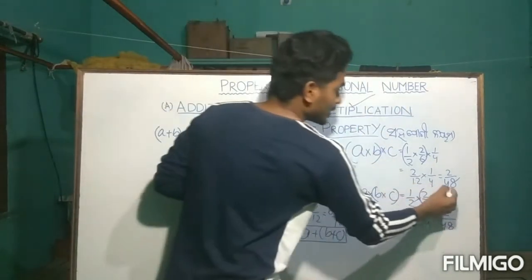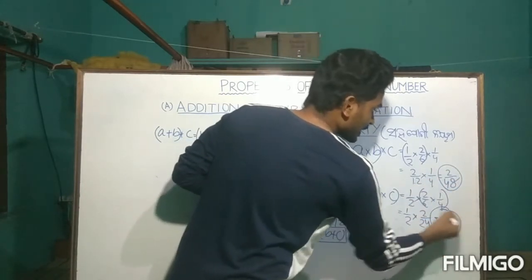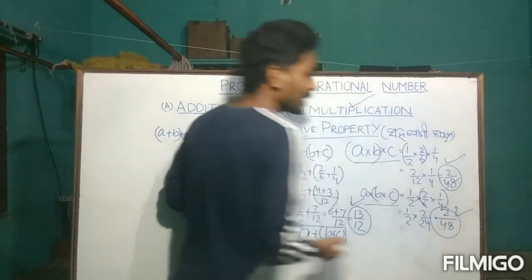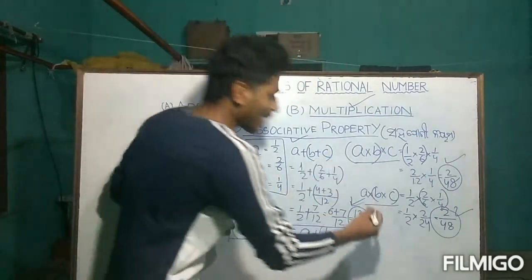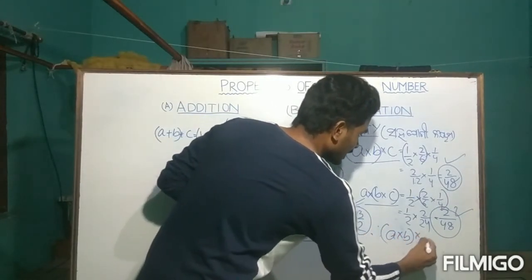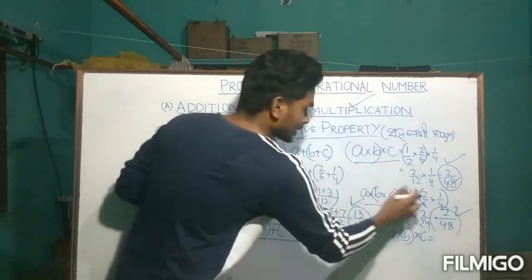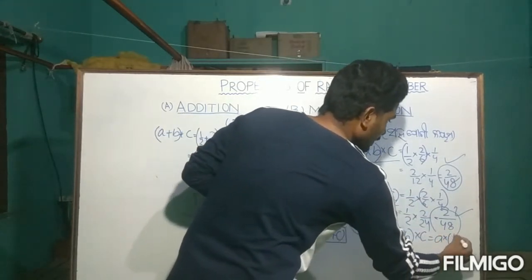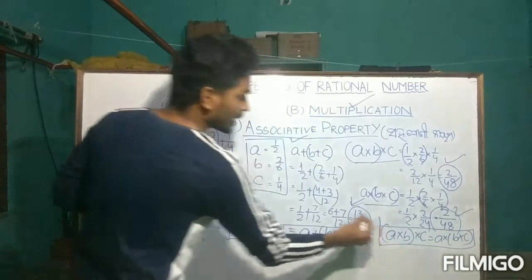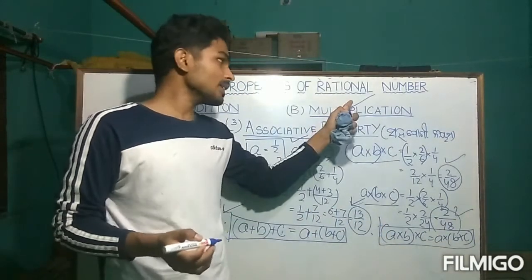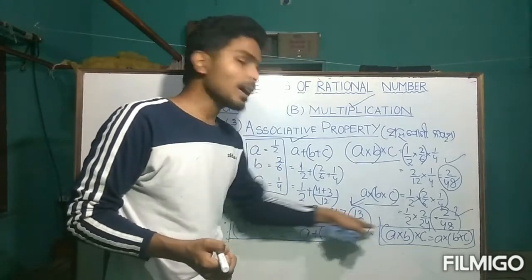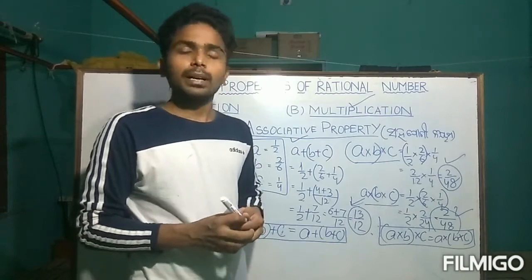So here also, in these two cases, the result is equal. Okay, so we can write a into b into c is equal to how much? This: a into b into c. This rule is known as the associative property of rational numbers in accordance with multiplication. It is in accordance with addition as well. So these two are the associative property of rational numbers.